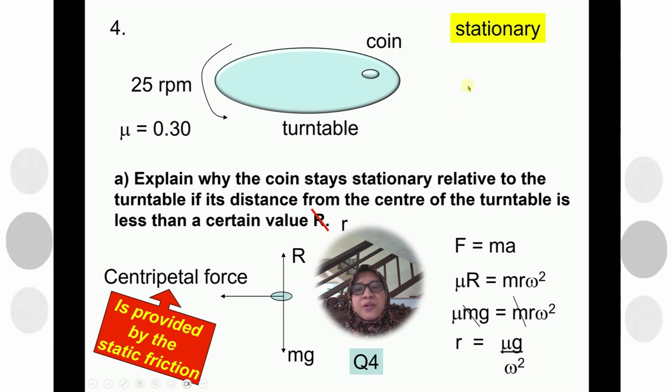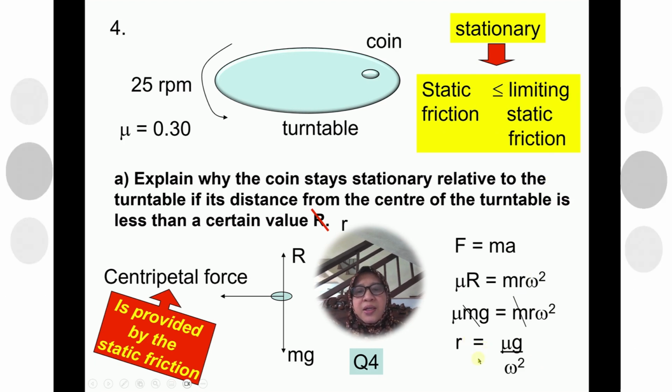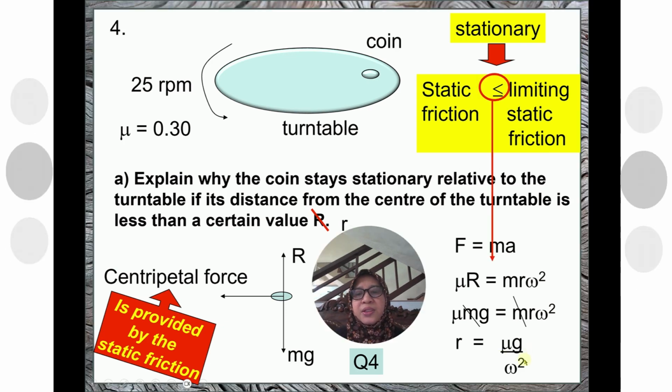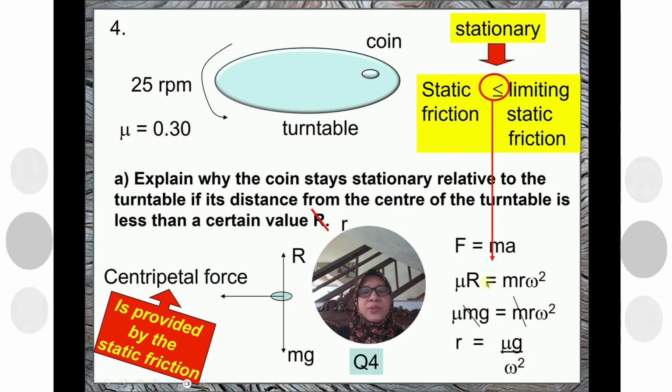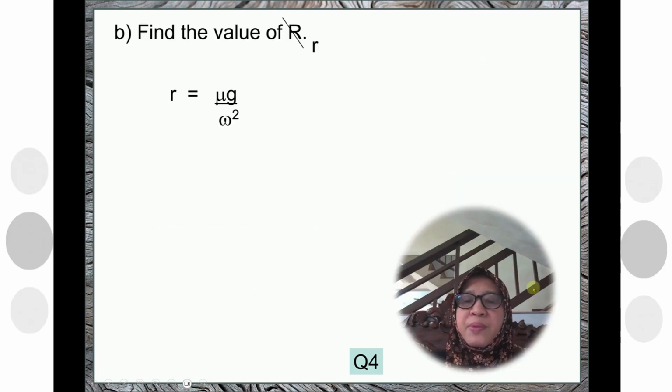For the coin to be stationary, the static friction must be less than or equal to the limiting static friction. So limiting means r equals mu g over omega squared. This is the condition for the coin to stay stationary, that is, mu R is larger than or equal to m r omega squared.